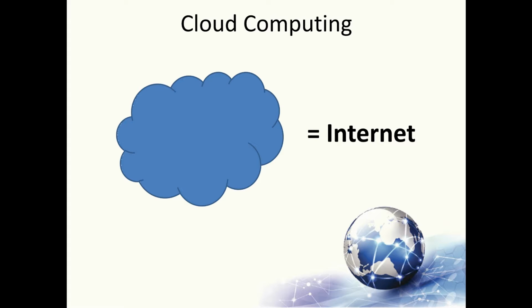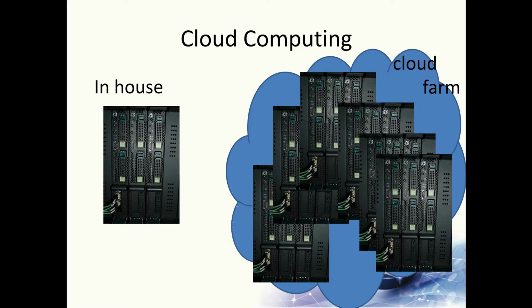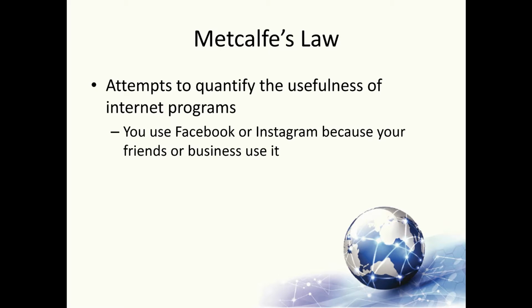So we had already talked earlier about cloud computing, but visually we often represent the internet as a cloud because it's out there somewhere and we really don't care where it physically is, right? It's in the cloud, it's in the internet. So this picture is interesting. We have an in-house server on the left, and on the right we have a variety of servers that are in the cloud, and those are called a cloud farm.